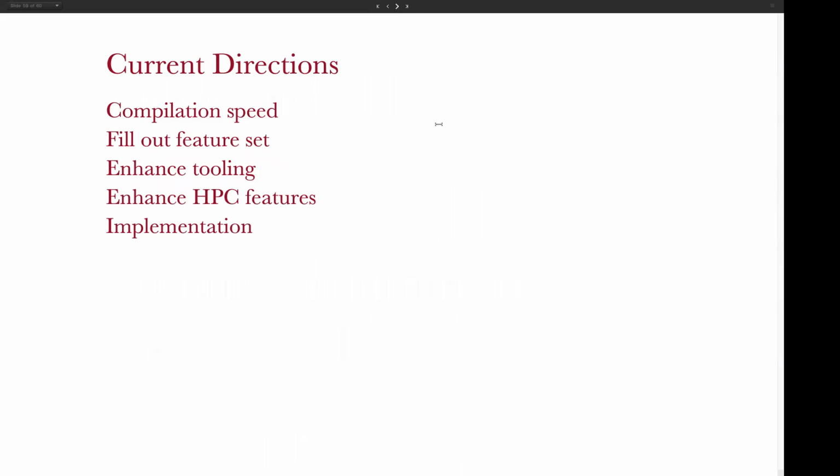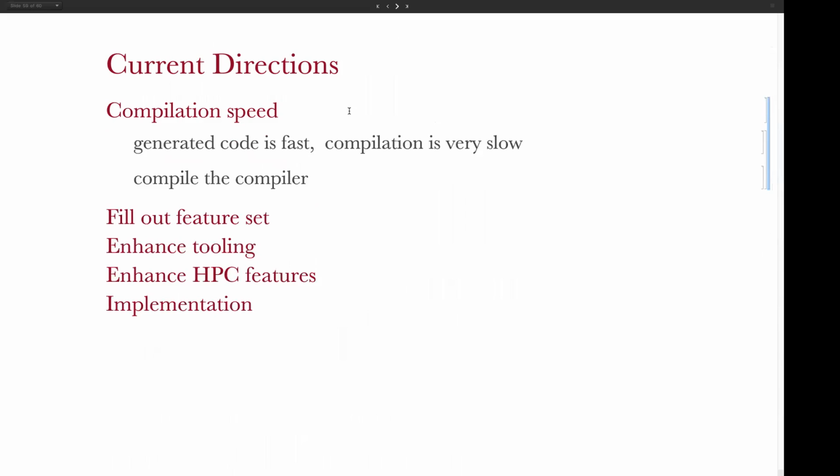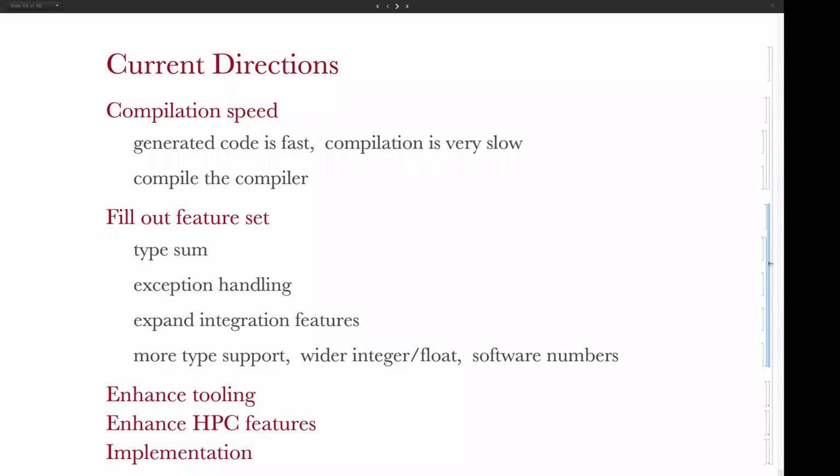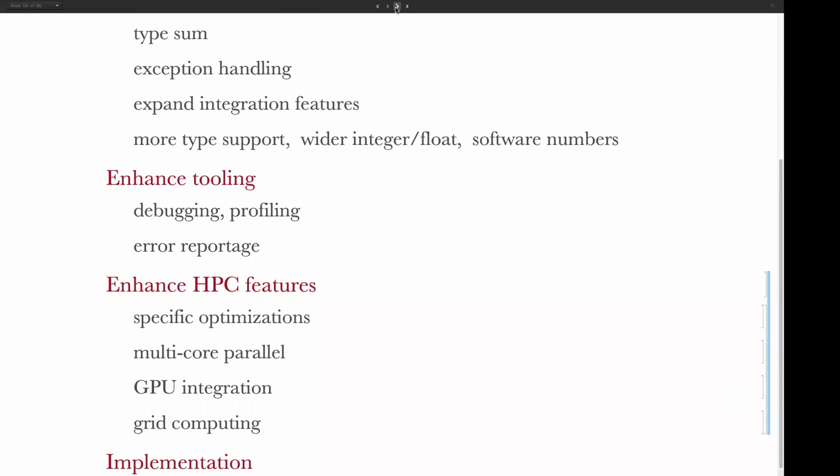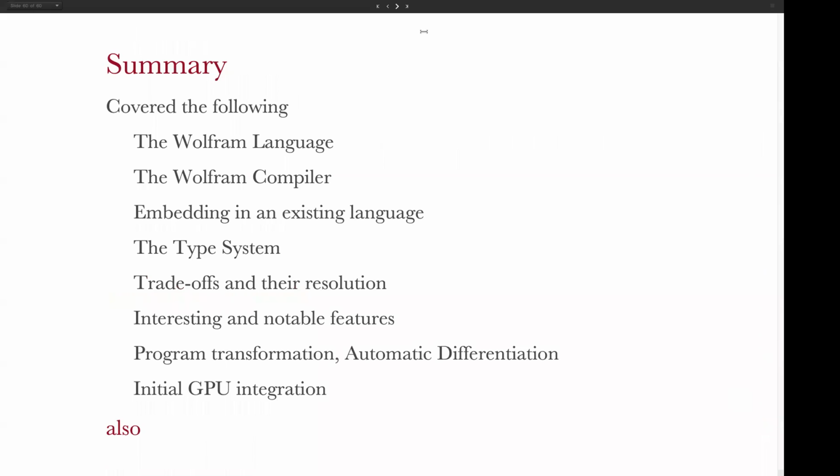So, last two slides, just finishing up. Current directions: one of the key things is that compilation speed is still a little bit woeful. Compilation is very slow, though the generated code is fast. The solution is to compile the compiler. Then we've got various things like filling out feature sets, enhancing tooling, and adding more HPC features.